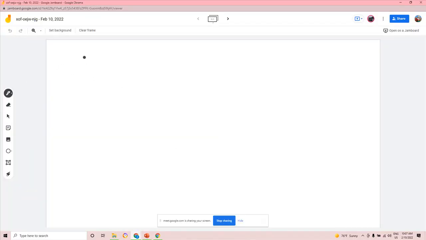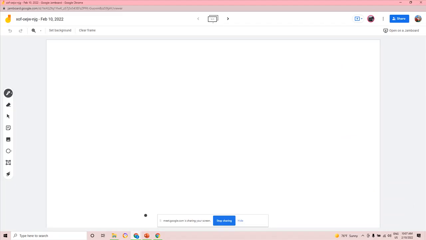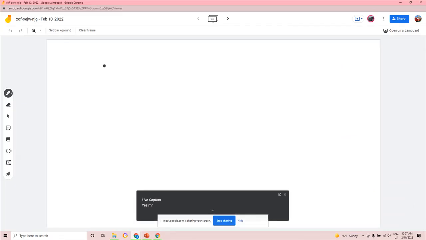Can you see the Jamboard? Can you see the whiteboard here? Students, are you able to see the whiteboard? Am I connected? Can you hear me? Okay, can you see the whiteboard? I was asking you.